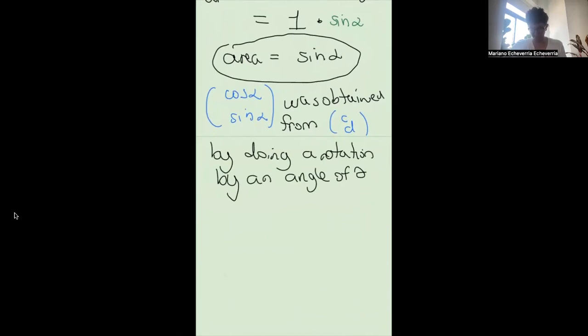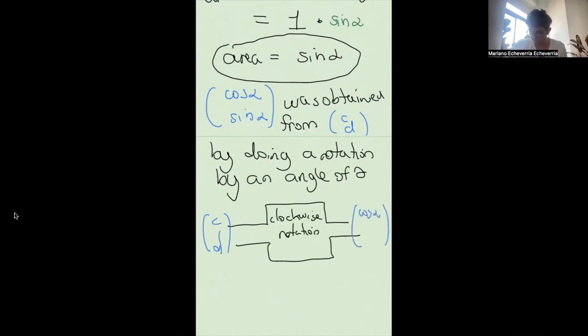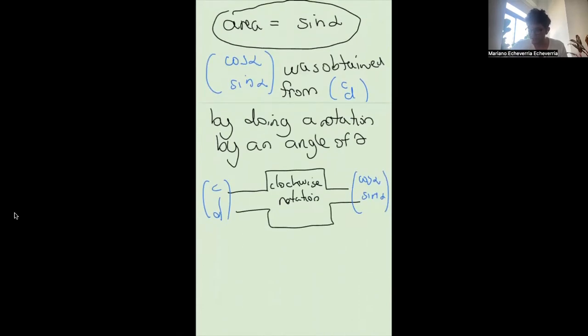So what I'm saying is that, if you prefer a diagram, I started with CD, I did a clockwise rotation, and I'm ending up with cosine of alpha, sine of alpha. So that means that this vector has to be the rotation matrix times this vector.